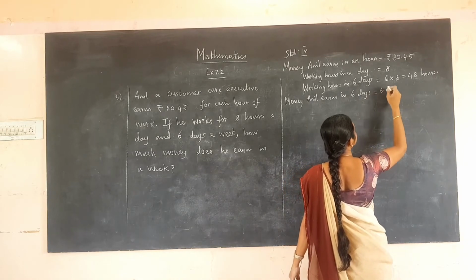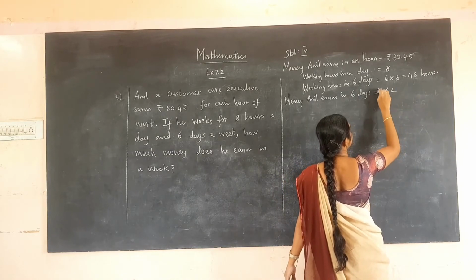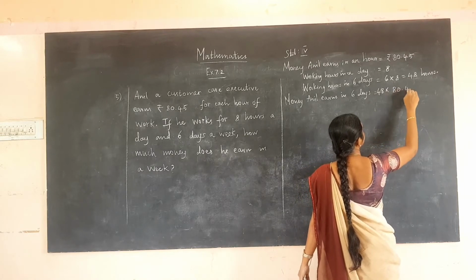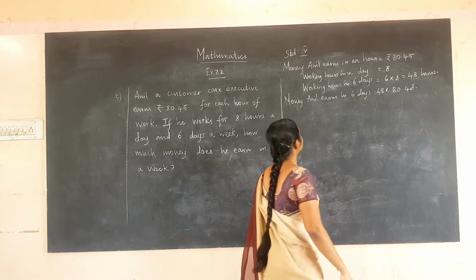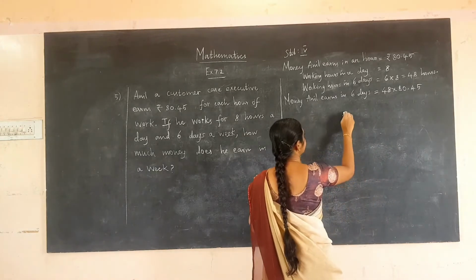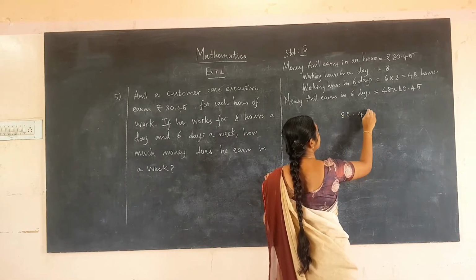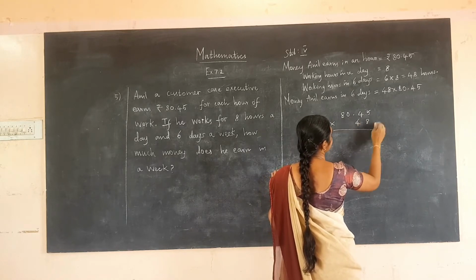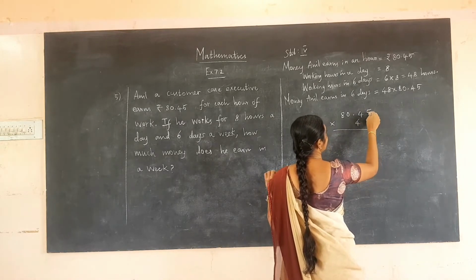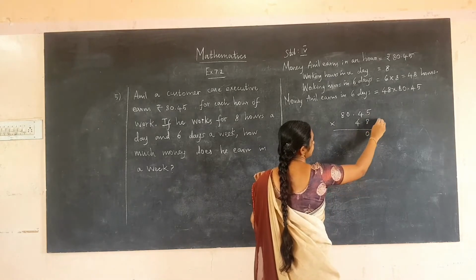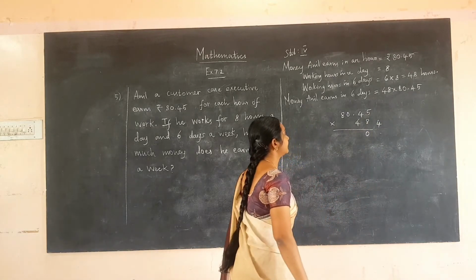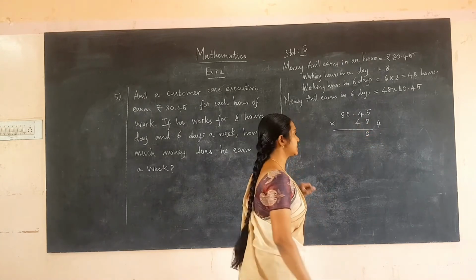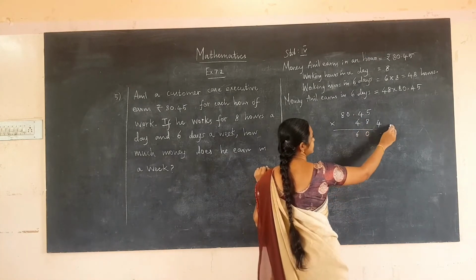Six into 48 into 80.45. Five 8s are 40. So write 0 here and 4 is remaining. 8 4s are 32. 32 plus 4 is 36. So write 6 here and 3 is remaining.